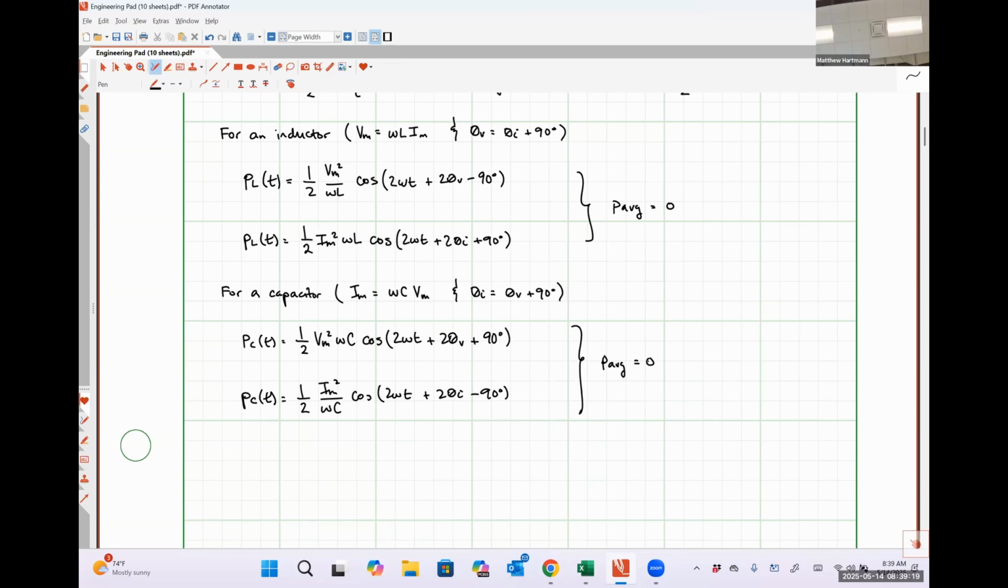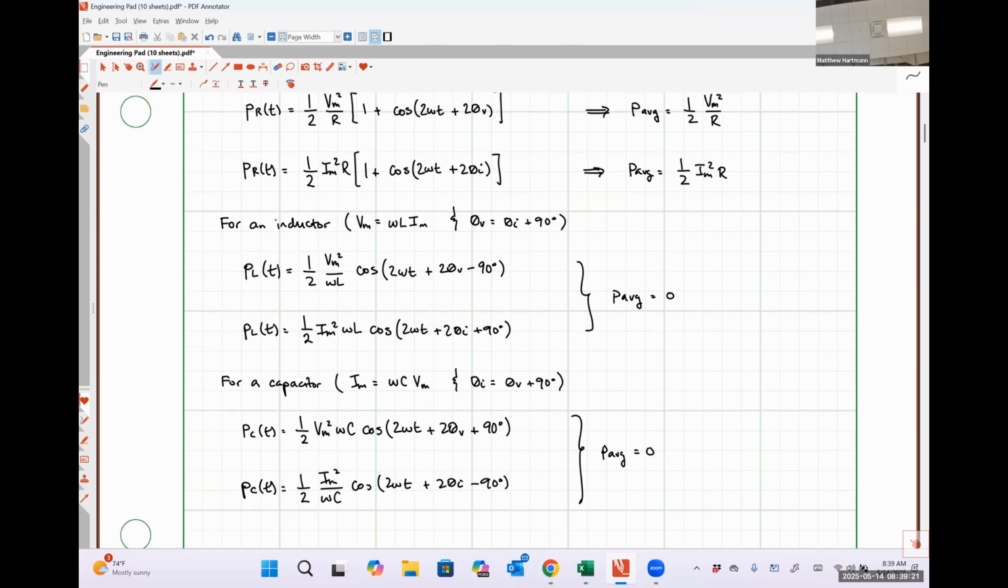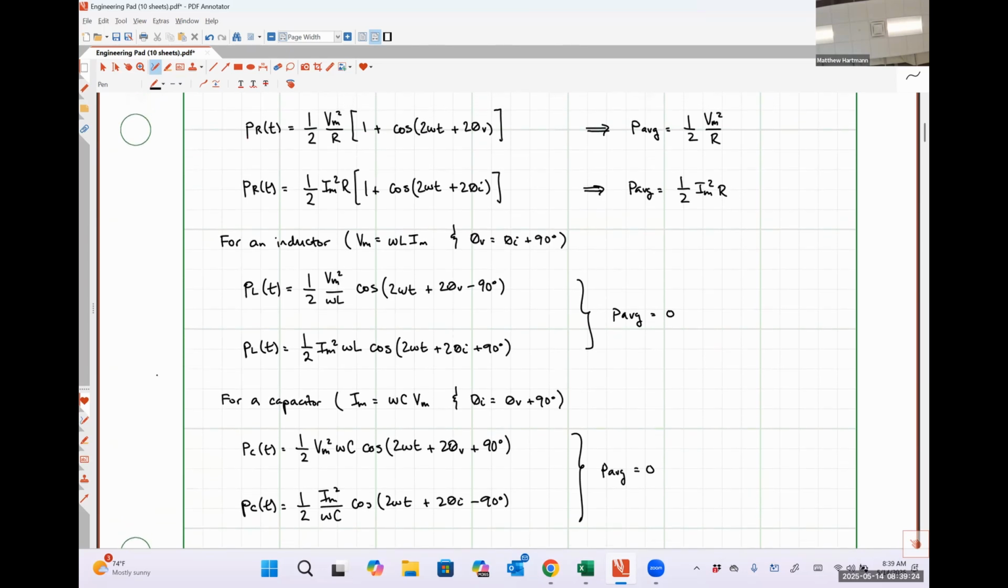So these are our instantaneous power relationships for a pure resistor, a pure inductor, or a pure capacitor, expressed only in terms of either voltage and current. One thing I want you to notice here, some of you might have already caught on: in each case we have V squared over the magnitude of the impedance, or I squared times the magnitude of the impedance, as our constant term on the outside, right?